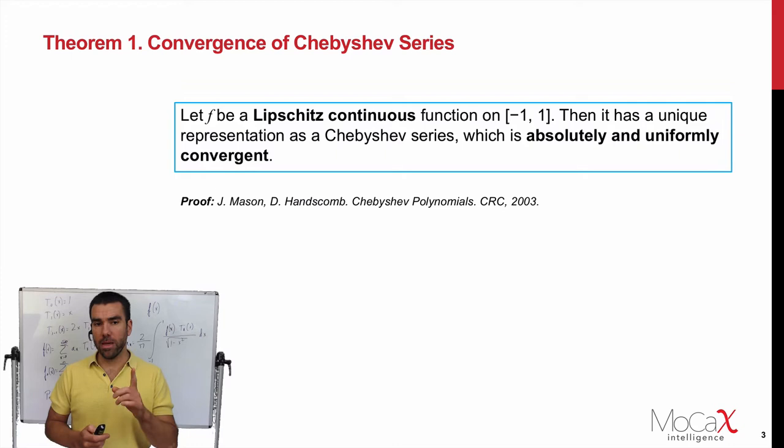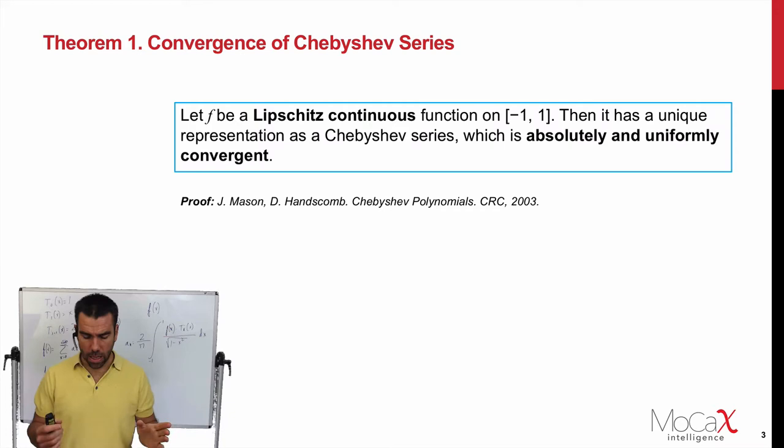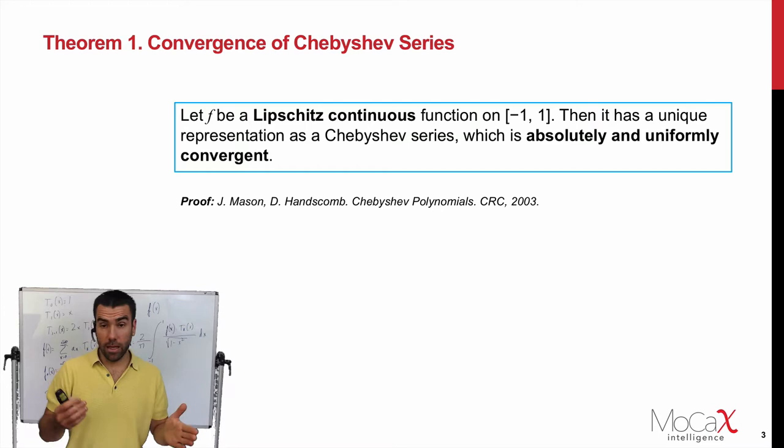Let f be a Lipschitz continuous function in minus 1, 1. Two remarks here. First of all, what is Lipschitz continuous? Lipschitz continuity is quite a weak condition on continuity. Also, the interval minus 1, 1: obviously functions live in other intervals, generically in the interval between a and b. Any interval a and b can be linearly transported to minus 1, 1, and vice versa.